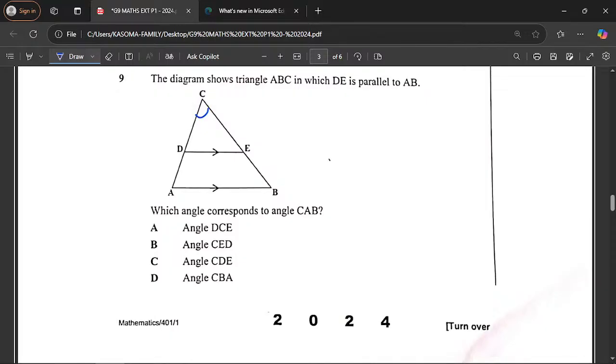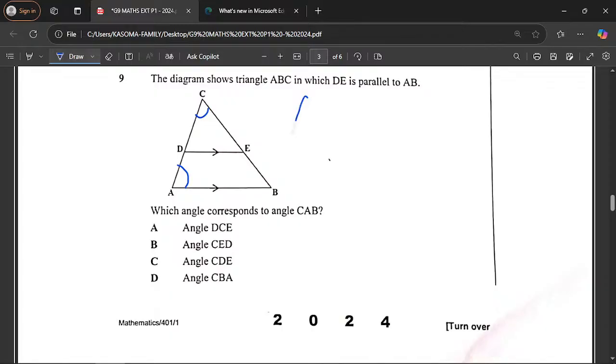So let me identify also the angle CAB. Angle CAB is this angle here. Does the angle DCE correspond with that? Do they occupy the same position? When we talk about corresponding, we mean occupying the same position in different triangles. Does it occupy the same position in these two triangles? Now let me just go straight and give you the answer.